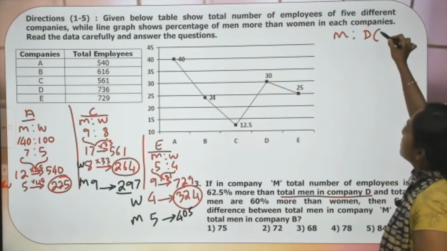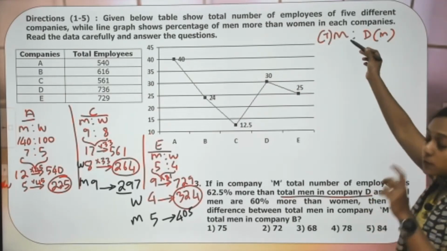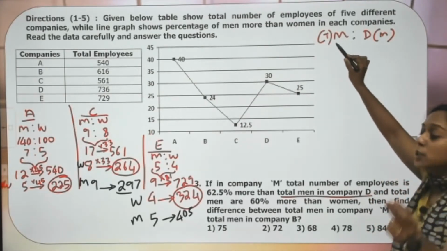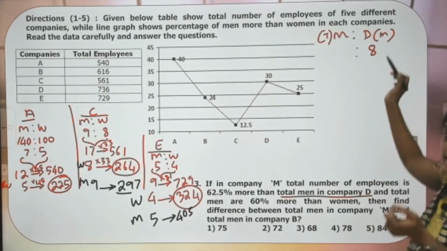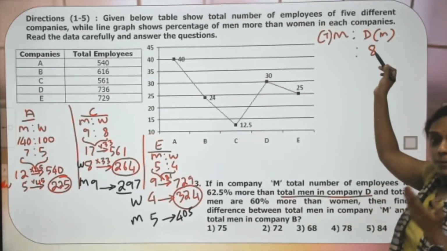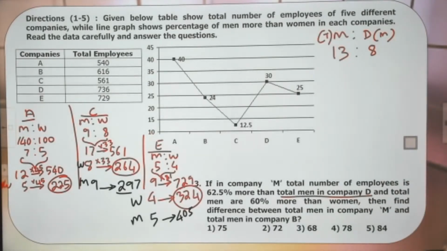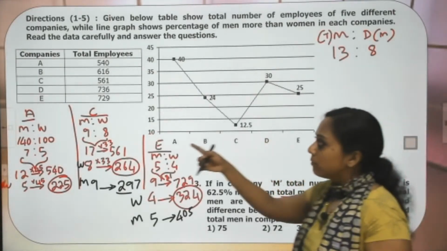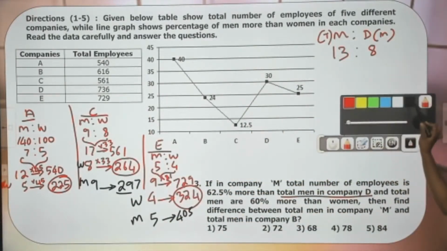So this is the number of men and this is the total given. 62.5% more means it is 5 by 8 more. So if I take the value for D as 8, then the value of M will be 5 more than D, that is 8 plus 5, which is 13. So this ratio is 13:8. And we know the number of men in company D. You can find that value from the given data, so first you have to go and find that value.